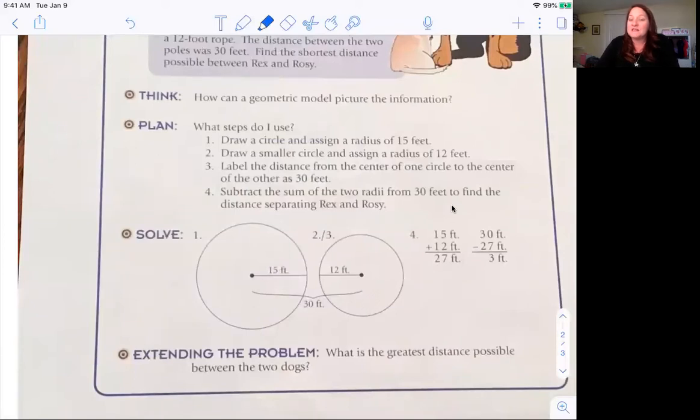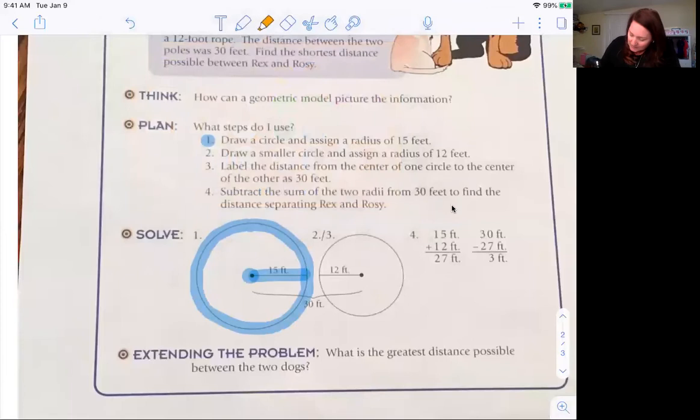Step or plan, what steps do I use? Number one, I draw a circle and assign a radius of 15 feet. So this is what they've done for number one. They've drawn a circle and they assigned a radius of 15 feet. Step two, draw a smaller circle and assign a radius of 12 feet. Okay, so they've drawn a smaller circle and they've drawn a radius of 12 feet. Then it says, label the distance from the center of one circle to the center of the other as 30 feet. Well, they've done that as well. Let's look at 3. They put this distance as 30 feet.